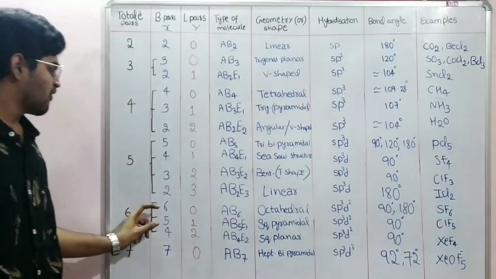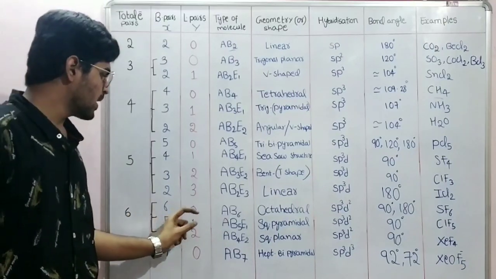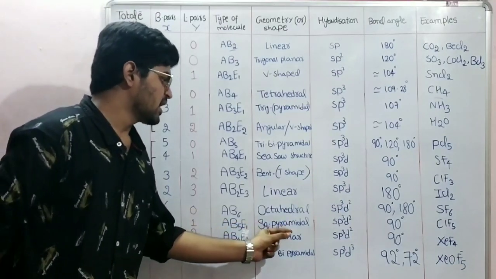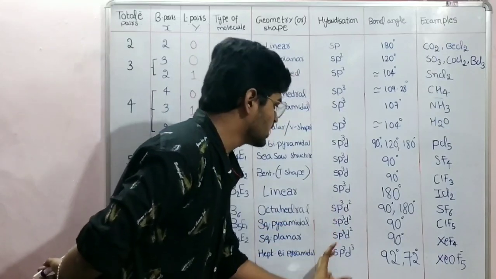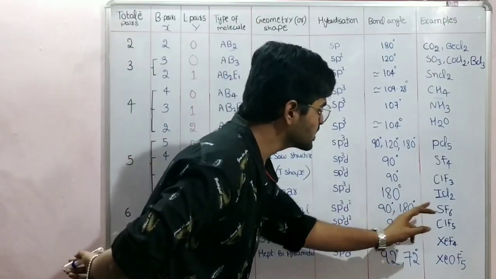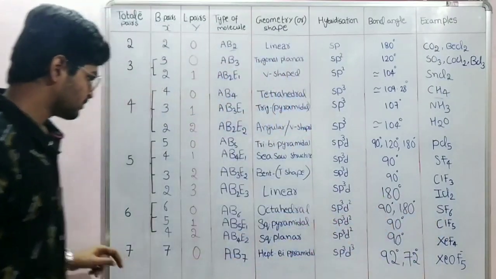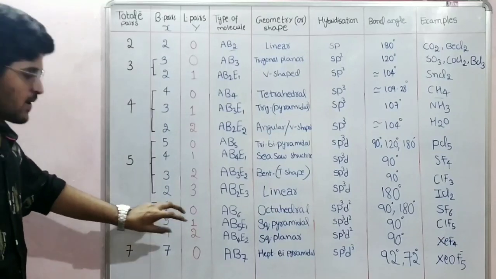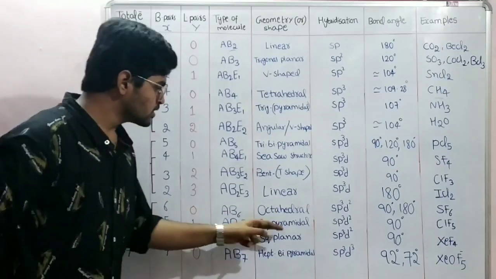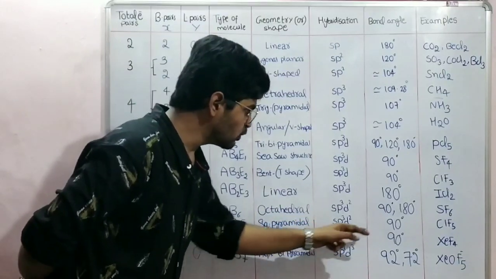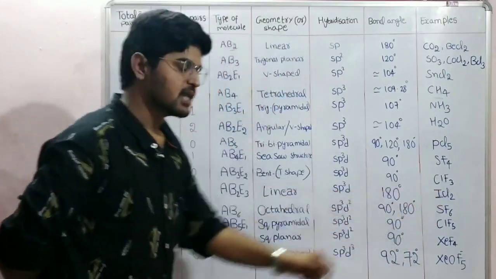Now if we have 5 bond pairs and 1 lone pair, AB5E1, square pyramidal shape, the hybridization is sp3d2 only and the angle is 90 degrees. Example is ClF5. If we have 4 bond pairs and 2 lone pairs, AB4E2, shape is square planar, sp3d2, 90 degrees bond angle. Example is XeF4.